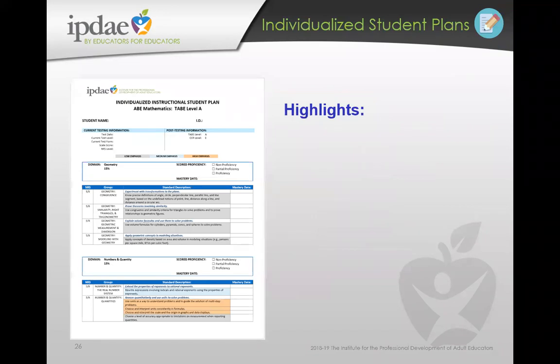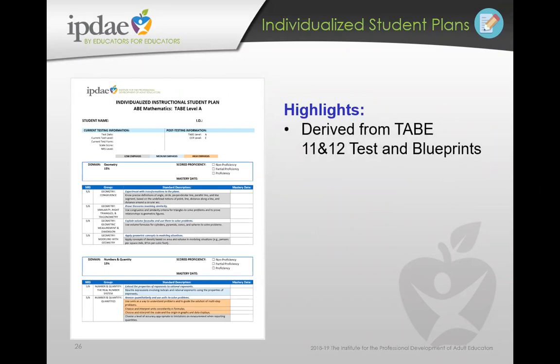Now, let me go back and circle into what I mentioned earlier, that Blue Apple that we're trying to emulate into a paper version, which is the Individualized Student Plans. The Individualized Student Plans were derived again from the TABE 11 and 12 test blueprints. It's identified by test level, and the emphasis level is present as well. There's a legend here: low emphasis is in gray, medium emphasis is in blue, and high emphasis is in orange. So you maintain that level of emphasis as you're planning.